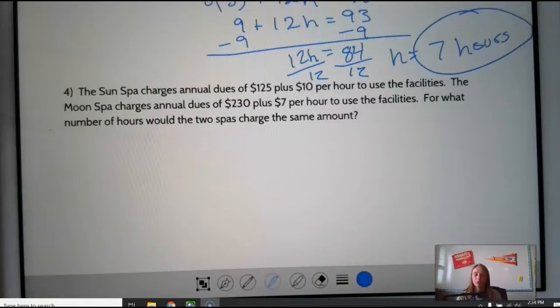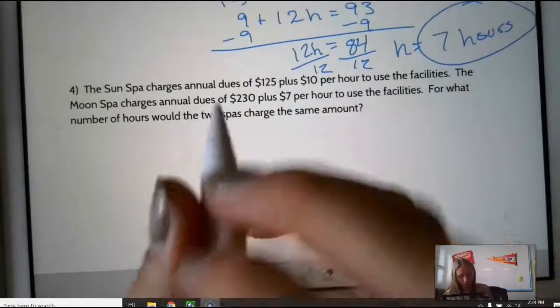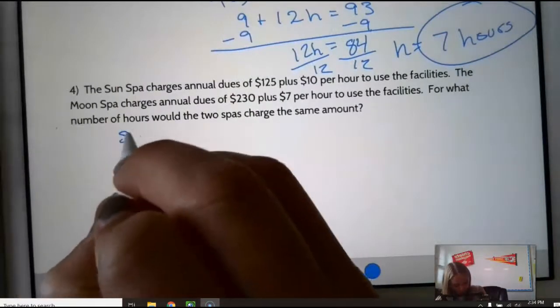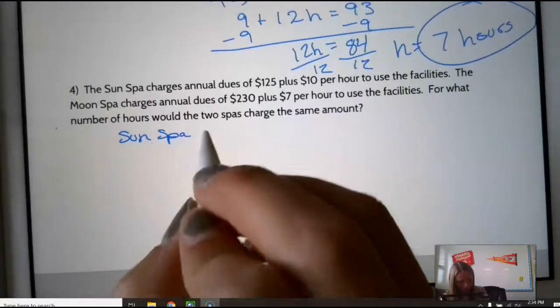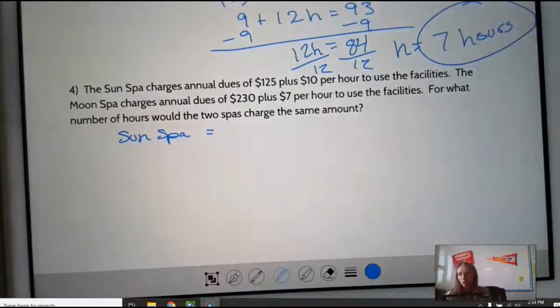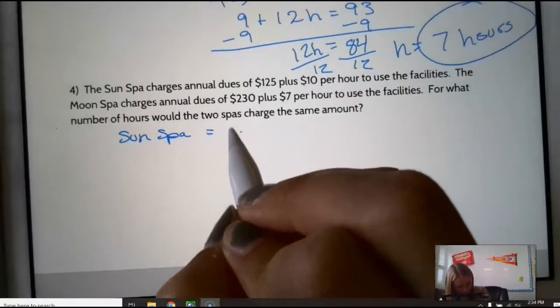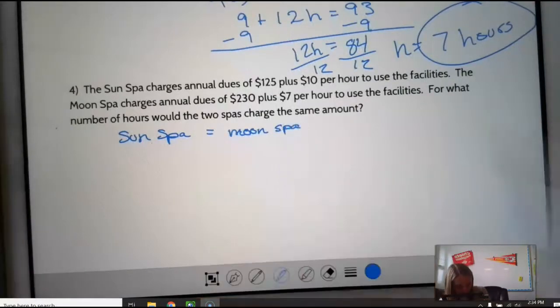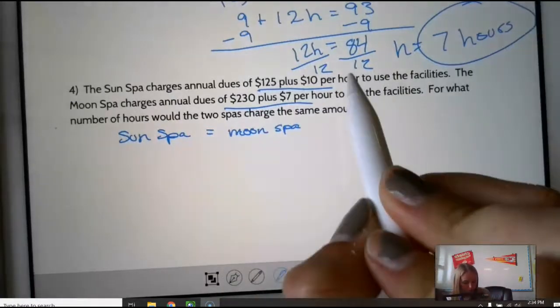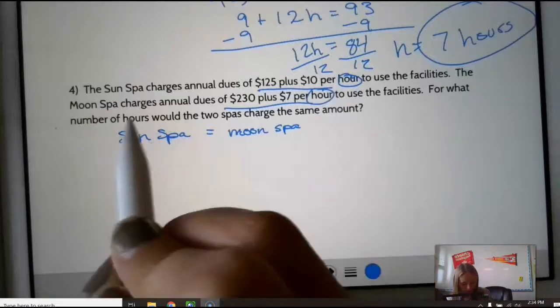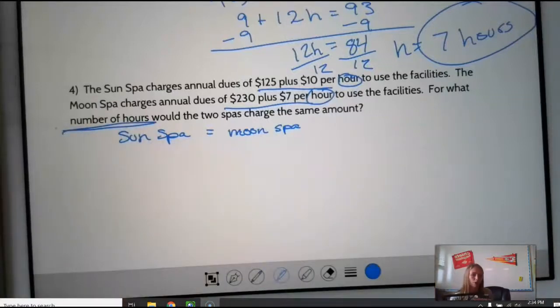Alright, so I'm going to write this in words again so we kind of know how to set it up. So it was Sun Spa, and then we want to know how many hours until it equals the Moon Spa. Alright, well they basically gave us the information right there on how we're going to fill this out. So, what we need to do, we're trying to find hours, okay? That is what we're solving for. So our variable, to make things easy, is going to be an h, okay?